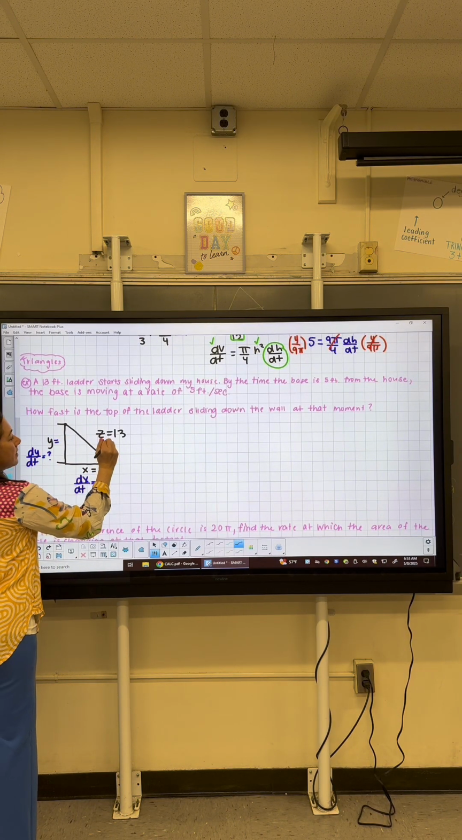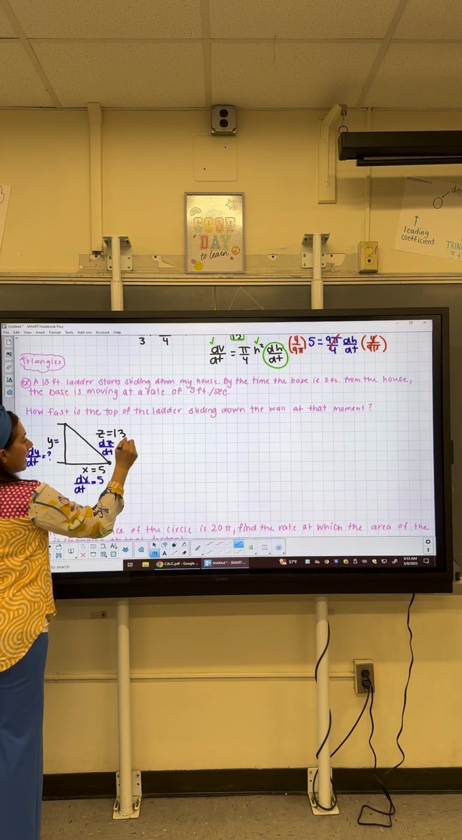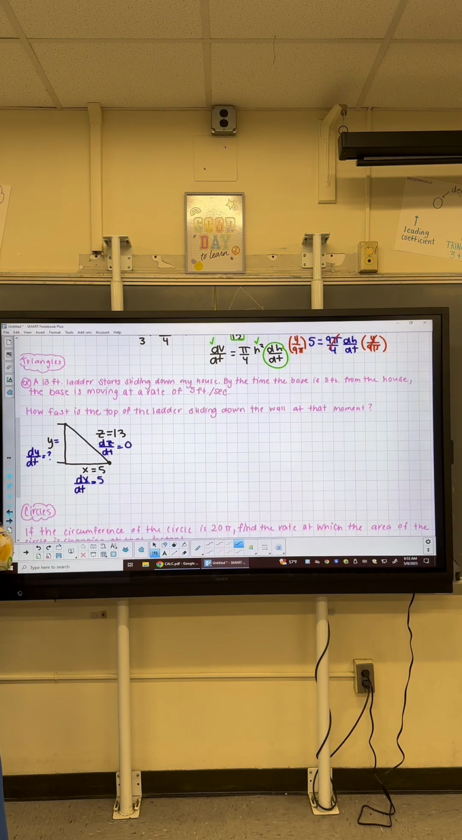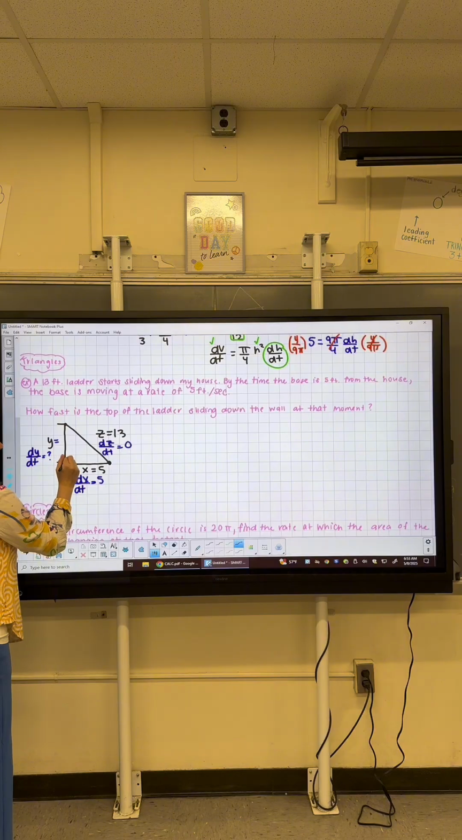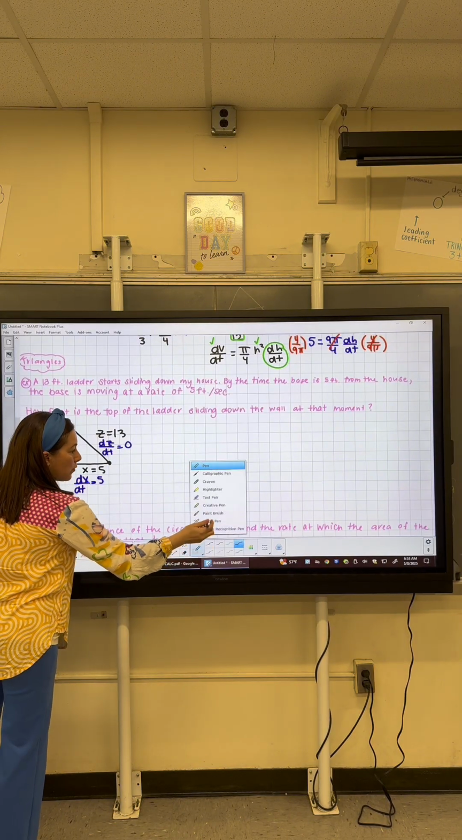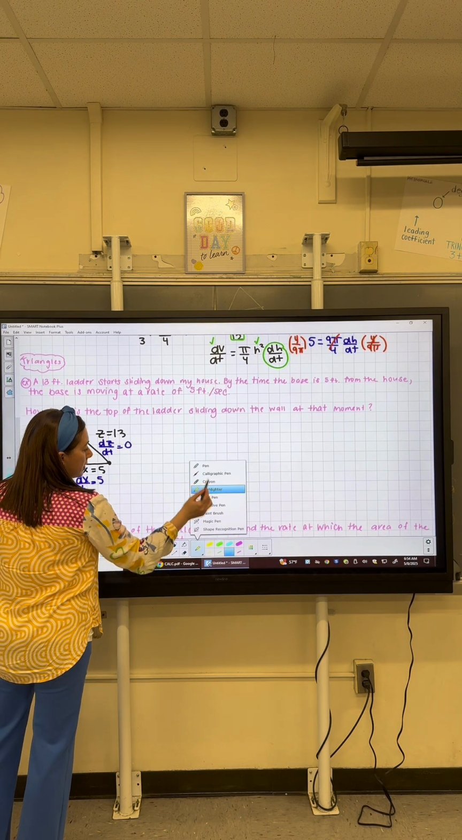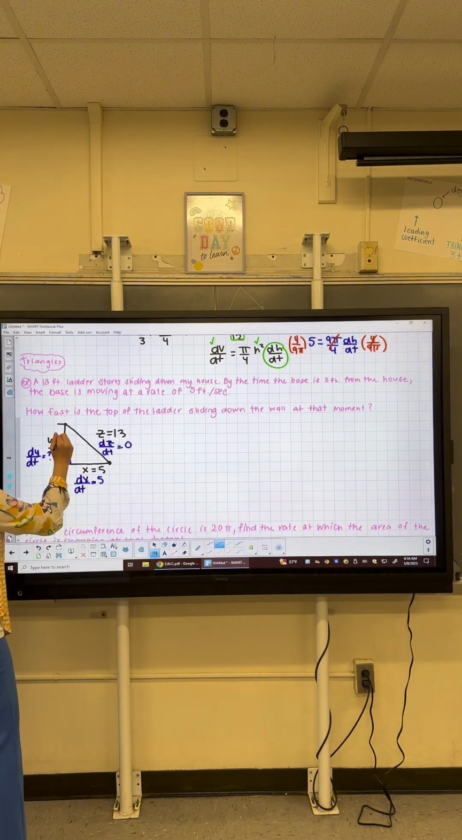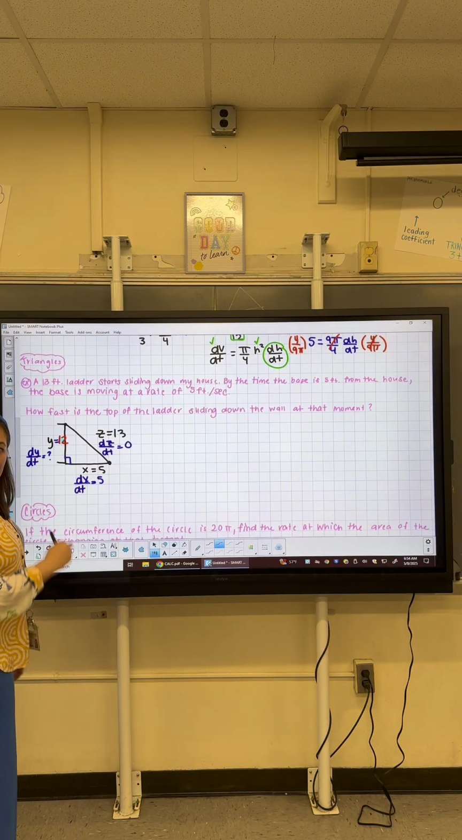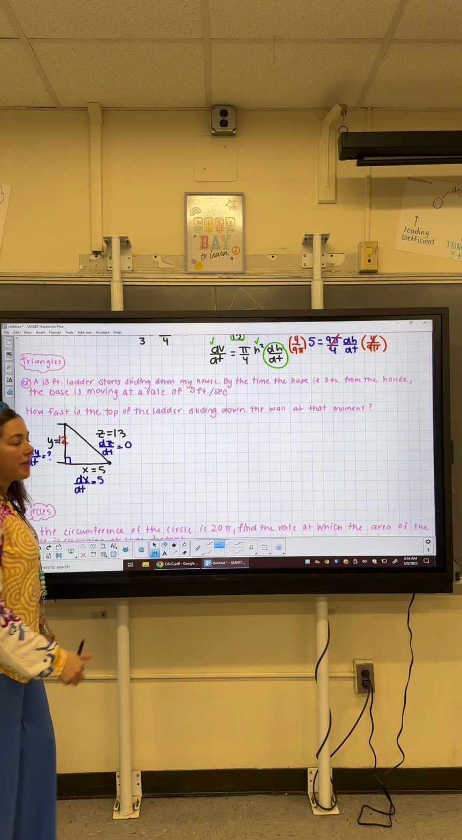Well, dz dt is 0. The ladder is not changing its length. So what we're going to do now is use Pythagorean theorem, Pythagorean triples, to find what this is right here. Well, it's a 5, 12, 13 right triangle, so I know that this is going to be 12. Well, now I have all of my info. I'm only missing one thing.